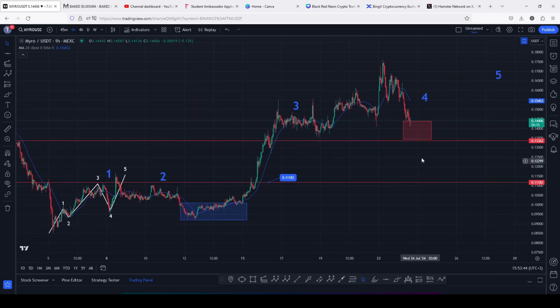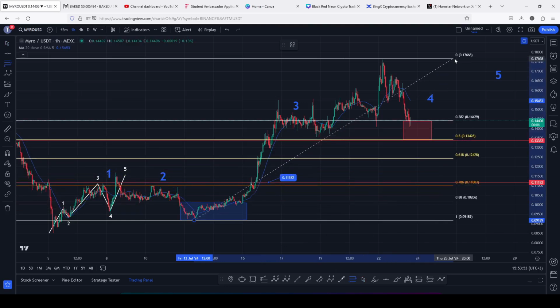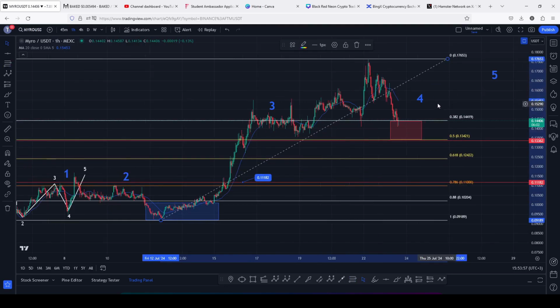And the minimum target areas for this Elliott count 4 can be given using the Fibonacci's, connecting the fibs from the low of the second wave to the high of that Elliott count 3, giving me a minimum pullback target area between the fib level 0.382 and the fib level 0.5, which perfectly lies between the 0.144 and the 0.134, which is the red target area that I have marked here on the charts.